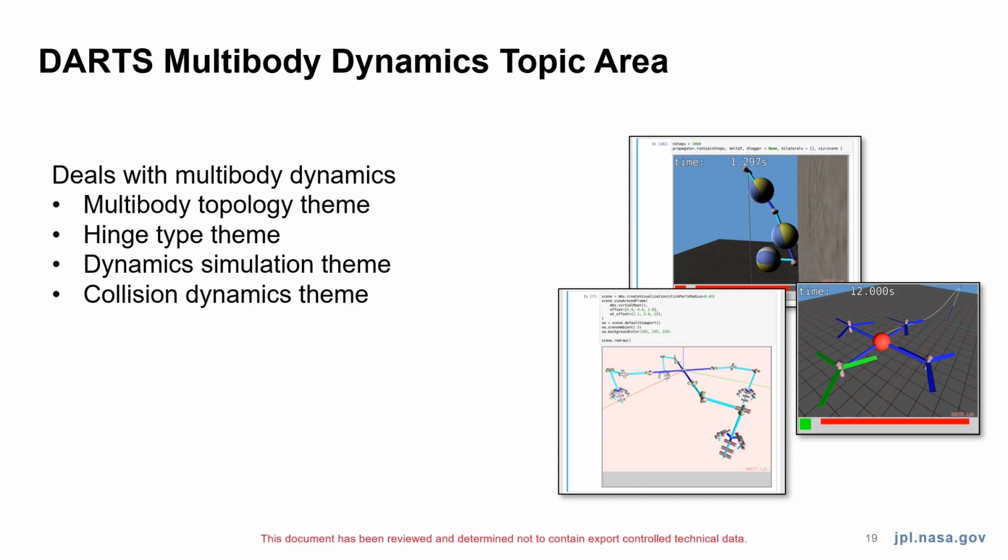The dynamics simulation theme shifts focus to time domain simulations. The theme explores using the numerical integrators available within darts to propagate the model's physics forward in time. The collision dynamics theme deals with handling the non-smooth dynamics that arise from body contact in collisions. There are quite a few themes I'm skipping over, but I hope this gives you some idea of what kind of notebooks appear in this area.